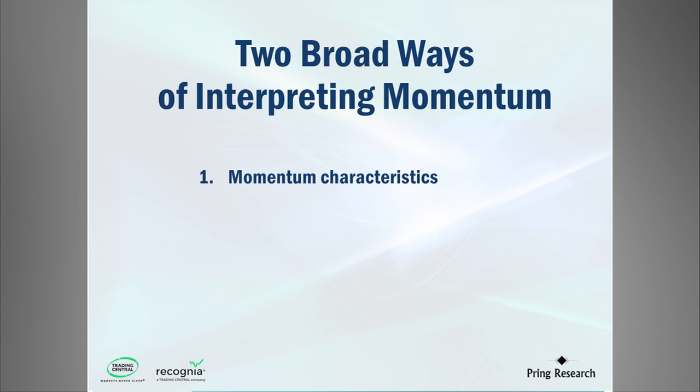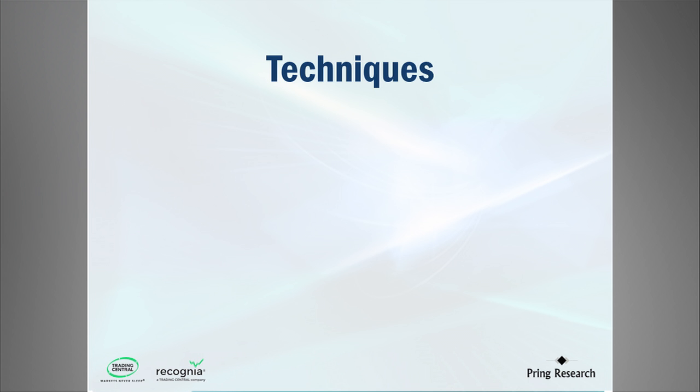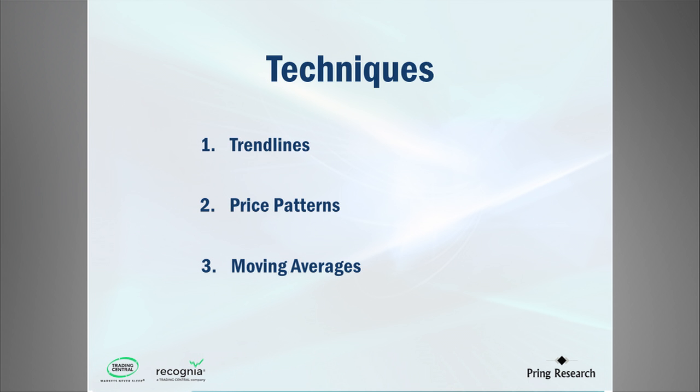Now it's time to look not at the characteristics of momentum indicators, but how we can monitor reversals in their trends. And we do this because when momentum trends change, so most of the time do prices. There are three principal methods to be considered. These are trend lines, price patterns, and moving averages.